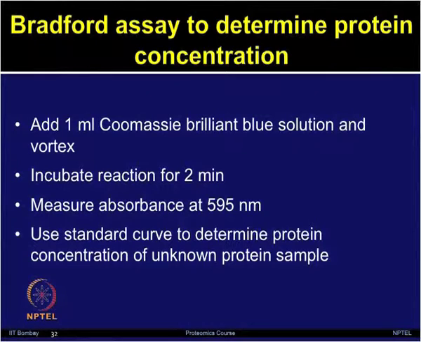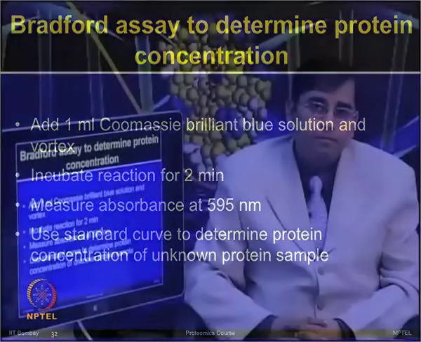Now, you can add 1 ml of Coomassie Brilliant Blue solution and vortex it. After that, one can incubate it for 2 minutes, so that the color can develop, and then it can be measured for absorbance at 595 nanometers. Then you can use the standard curve to determine the protein concentration of the unknown protein sample.